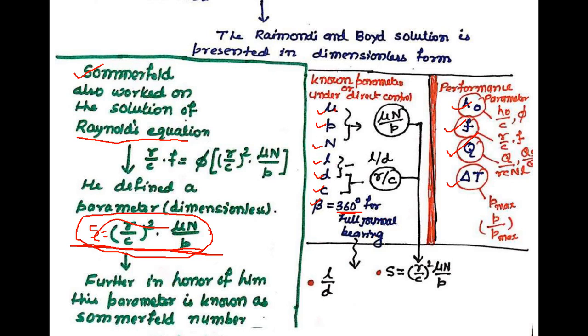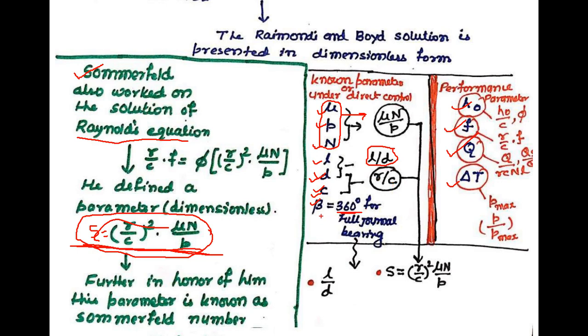Now, by grouping mu, P, and N, a dimensionless parameter is defined, that is mu n upon P, and we know that this is the bearing characteristics number. By grouping L and D, another important dimensionless parameter is defined, that is the L upon D ratio. By grouping the diameter of journal D and clearance C, another dimensionless parameter is defined, that is R upon C.